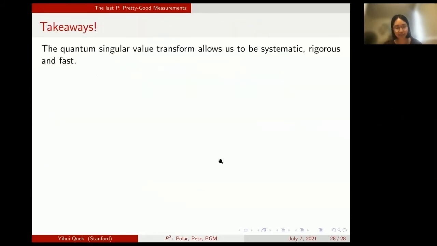Okay, so I'm going to conclude now. The quantum singular value transform allows us to be systematic, rigorous, and fast, in the sense that before this was invented, there was no general way of left multiplying a quantum state by an arbitrary matrix A. Or whatever tools we had to do this were pretty blunt, and it was hard to chain them up and compute the overall error. But with QSVT, we can now do so in a systematic and rigorous fashion.